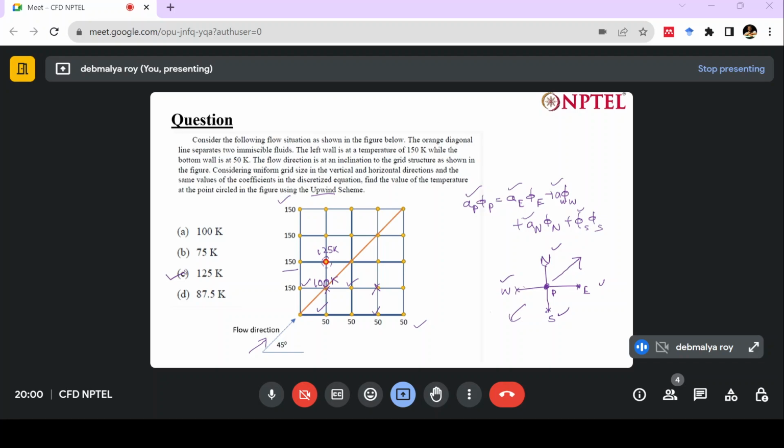So the upwind scheme simplifies things a lot. If there is a boundary condition at only one particular side, we can basically propagate that particular information to the other.